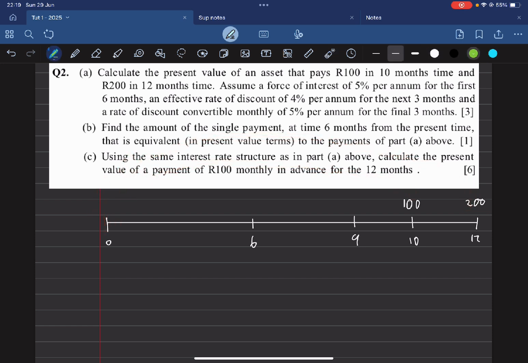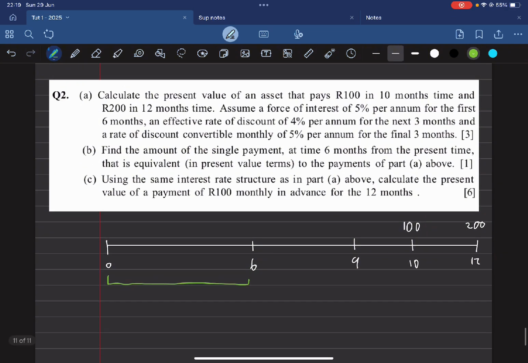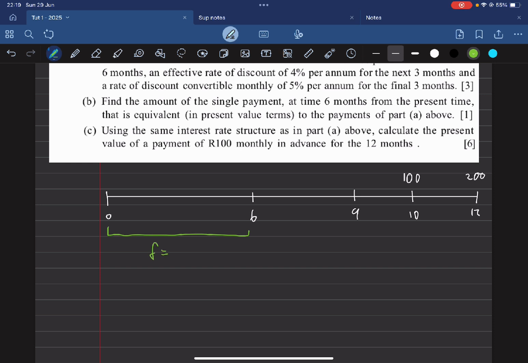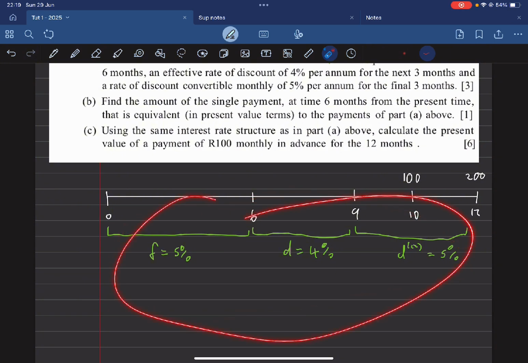So now let's write out what our interest rates are for each period. For the first 6 months, we have a force of interest of 5%. So I'm going to say delta is equal to 5% for that period. For the next 3 months, we have a rate of discount of 4%. So I'm going to say d equals 4%. And then for the next 3 months, your rate of discount convertible monthly, so you'll put a little 12 here for monthly, and it will be 5%. Okay, we need to work out the present value of this. So what I'm going to do is work all these out in effective interest rates. I'm basically going to convert all of these to effective interest rates.